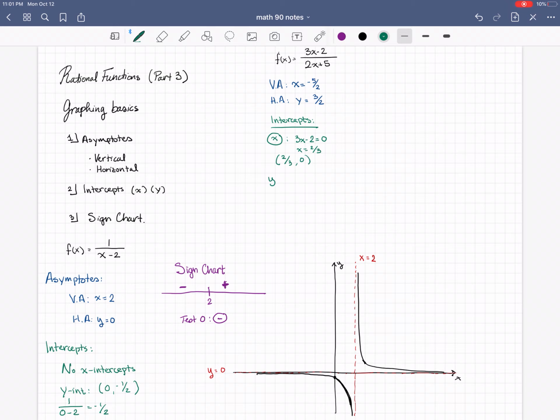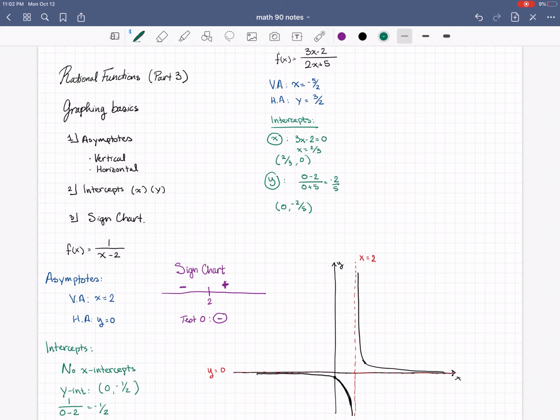And then for the y-intercept, same thing. We plug 0 in for x. So you'll have 0 minus 2 over 0 plus 5, which is -2/5. A little bit, not quite -1/2, right? So there we are.